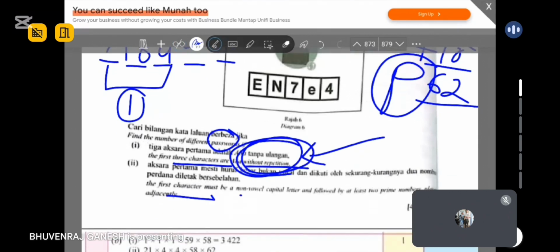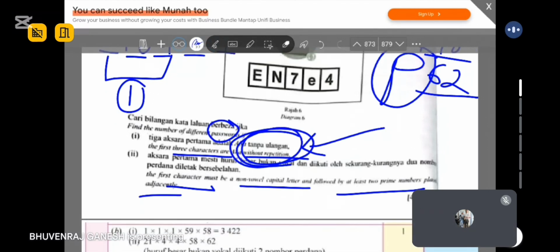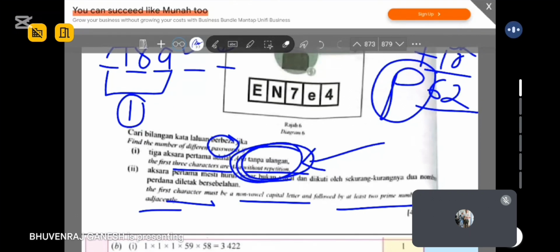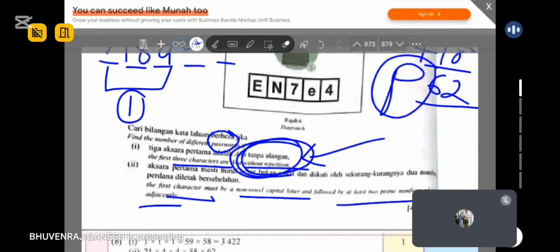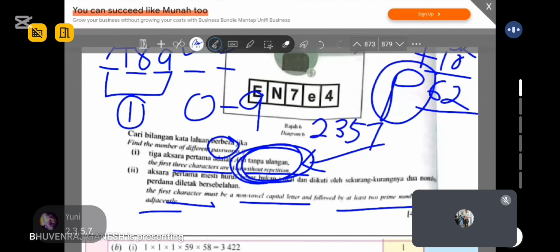They say first character must be non-vowel, and then at least 2 prime numbers. This one is more complex a bit. So they say non-vowel capital letter followed by at least 2 prime numbers. May I know what are the prime numbers we have, guys? Nombor perdana kita ada 0 sampai 9. How many? Think and see quickly. 2, 3, 5, 7. Settle. You cannot go greater than that, guys, because our limit is until number 9 only. So you have 2, 3, 5, 7.